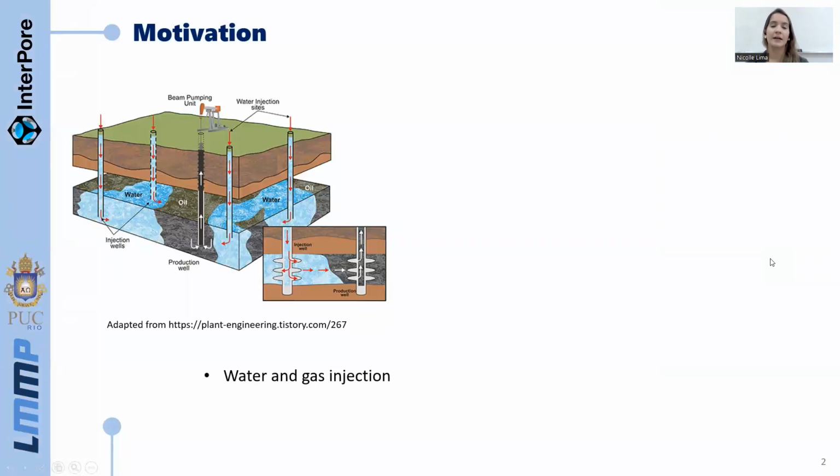Water and gas are commonly injected into the reservoir to maintain the pressure and displace the oil towards production wells. In addition, we have the enhanced oil recovery methods, which are the applied techniques to maximize oil production through the interaction between the injected fluid and the rock oil system.